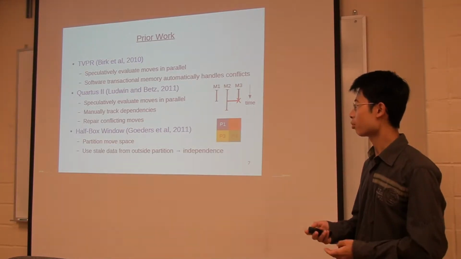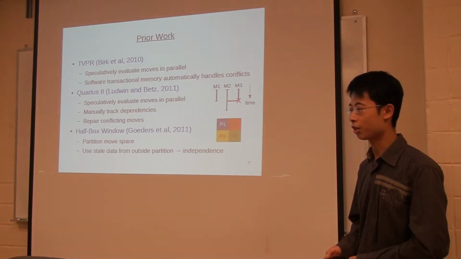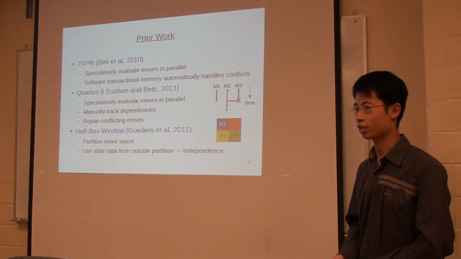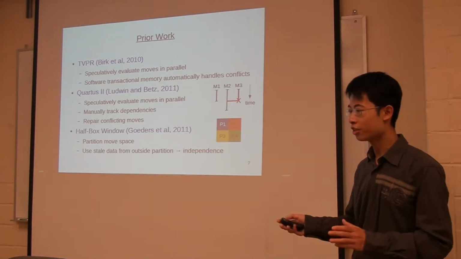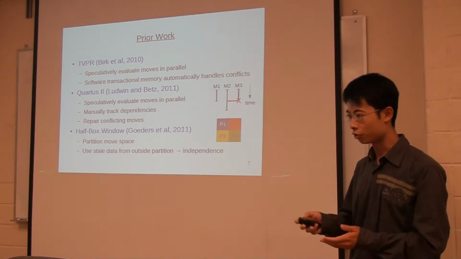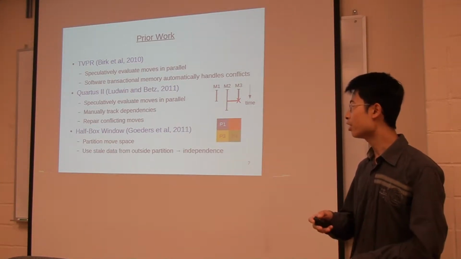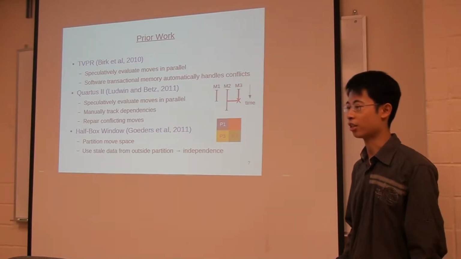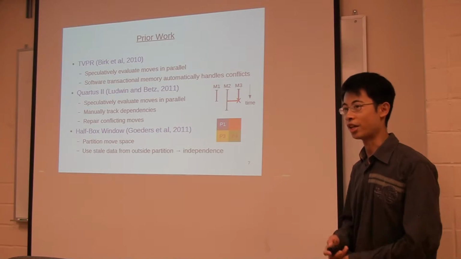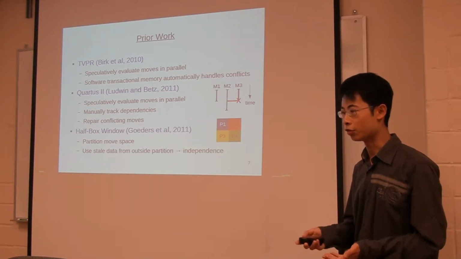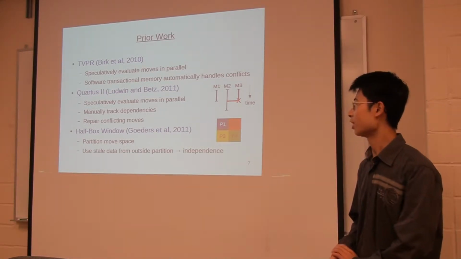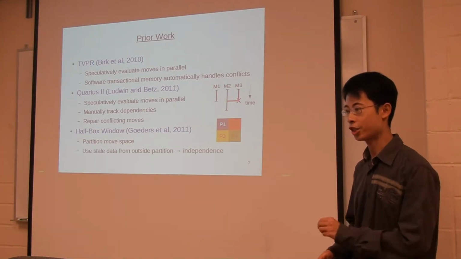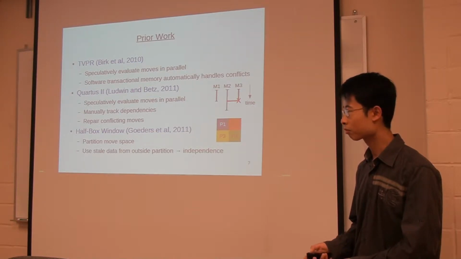A slightly different approach, known as the half-box window technique by Goders et al., partitions the move space across threads and constrains each thread to only move blocks within its partition. And if it needs any data from outside its partition, it will use stale data so as to not cause a conflict. This is nice because the threads then can safely evaluate their own moves independently of each other. But the disadvantage is certain moves that may want to cross the entire chip will have a hard time doing so.